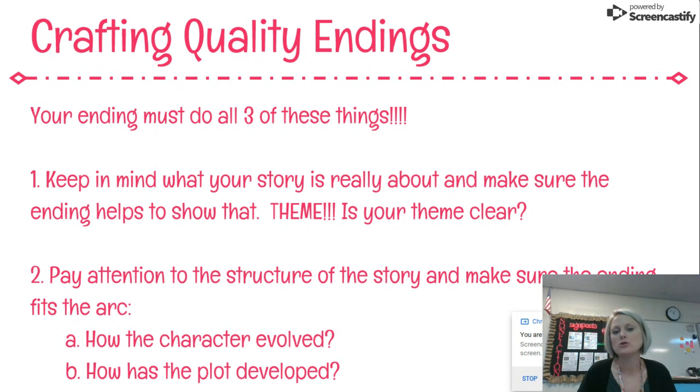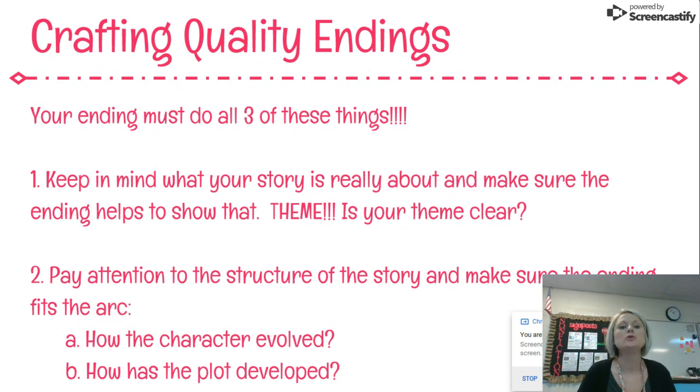You have to keep in mind what your story is really about. Make sure the ending helps to show that. So your story is about your theme. What's the life lesson you're trying to teach your readers? Is it clear? Does it come out through your resolution, through tying your endings up? How do you really see how your theme is shown?